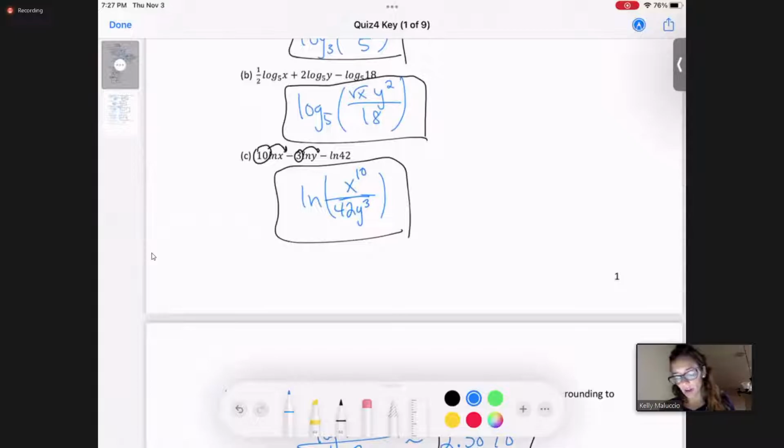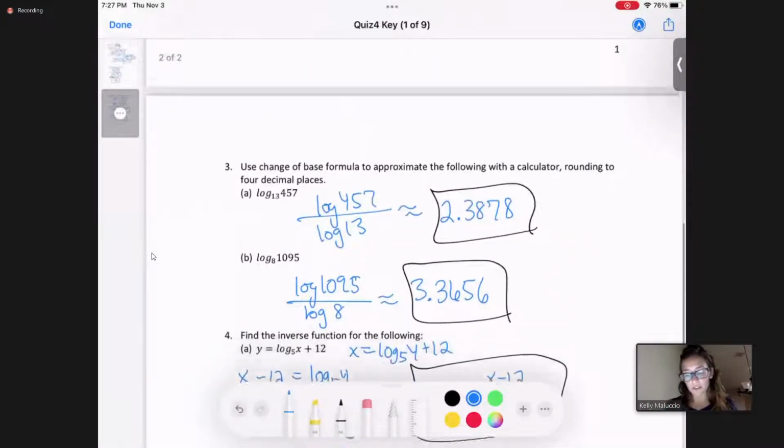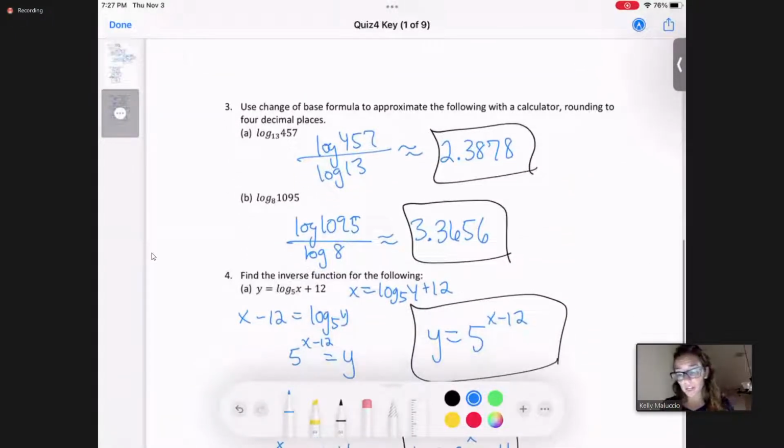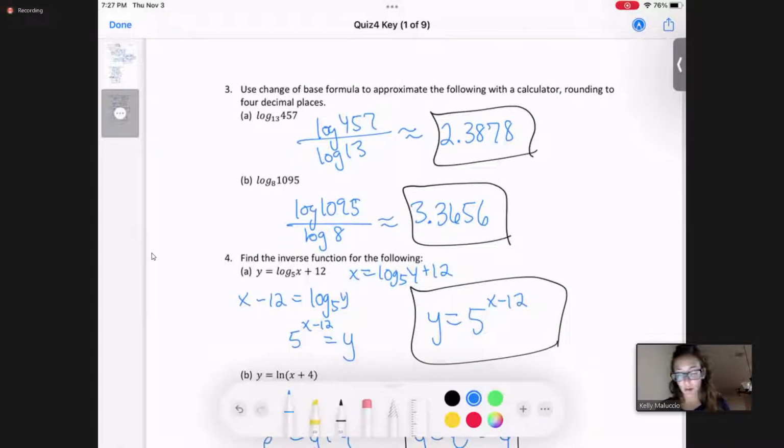And then the last page was some calculator stuff. So you could have used ln, but most people did do log actually, and you get the same answer. So you get these decimals.